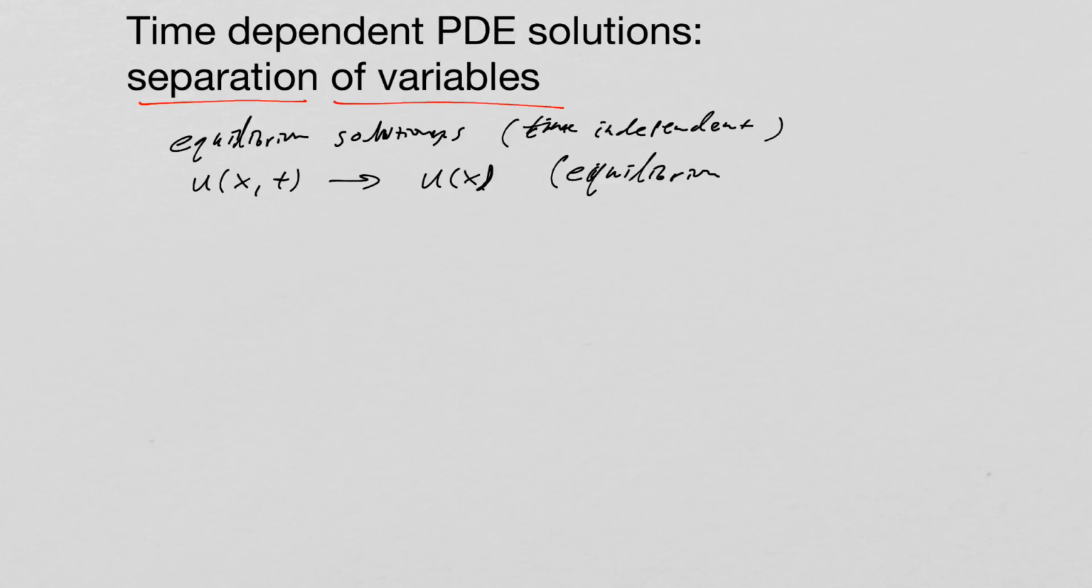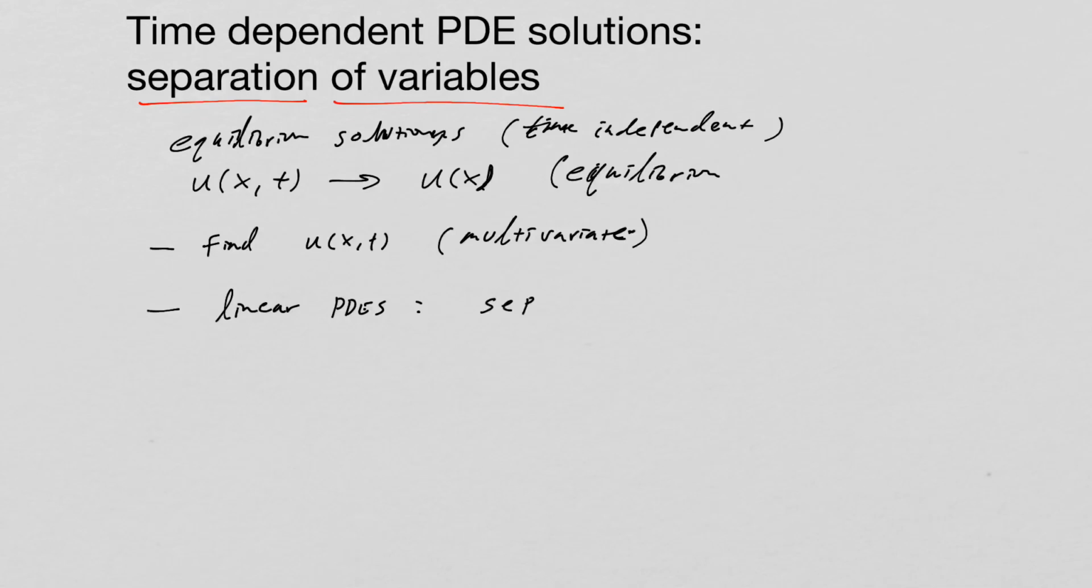In today's video, though, what we're going to do is find u of x comma t, a function that's going to be, by definition, multivariate. The type of problems we're going to do are linear PDEs, and the technique is called separation of variables.